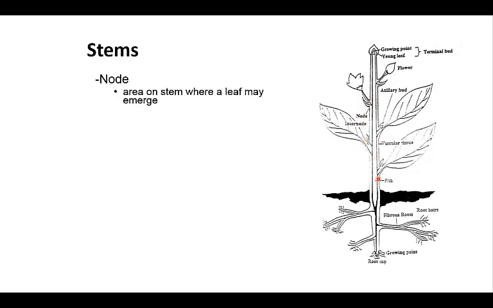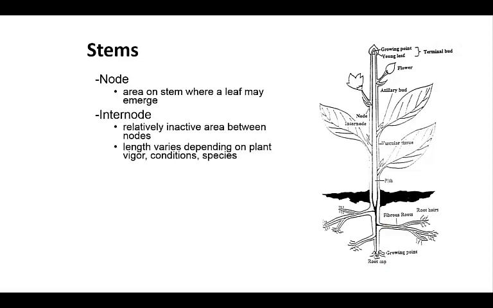You can see on this picture here, there's 1, 2, 3, 4, 5 nodes, and a new one forming here at the terminal bud. The internode is the relatively inactive area between the nodes. So that's these spaces here. The length varies depending on the plant, the vigor, the conditions, and the species, and this is where plants put on their height, in these internodal sections where the stem elongates.